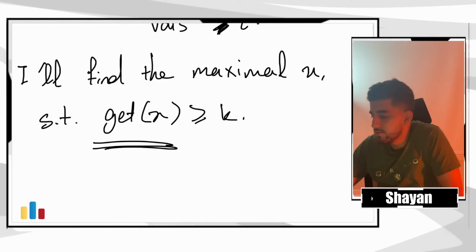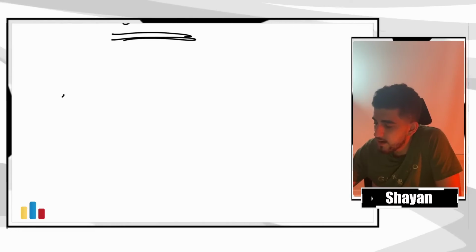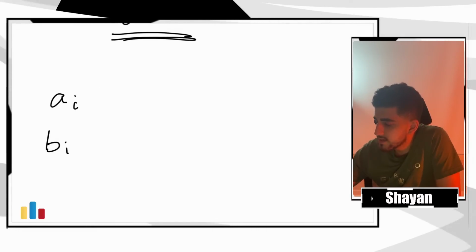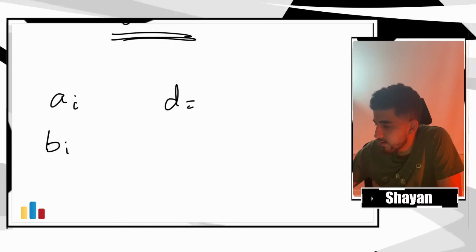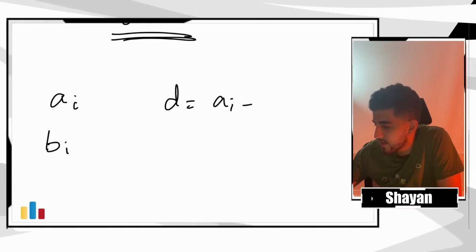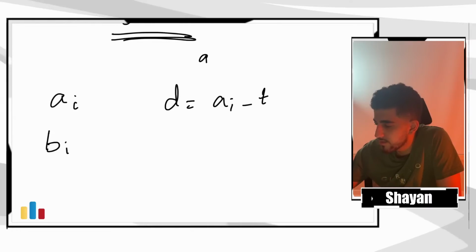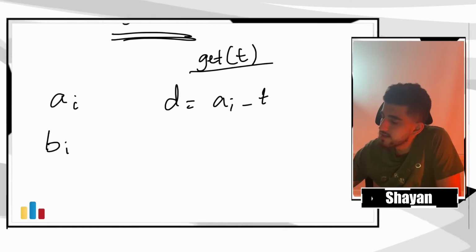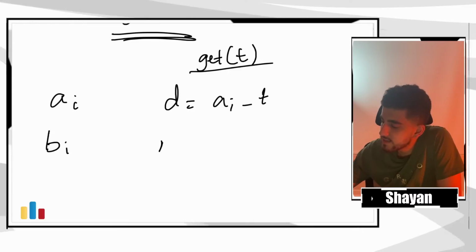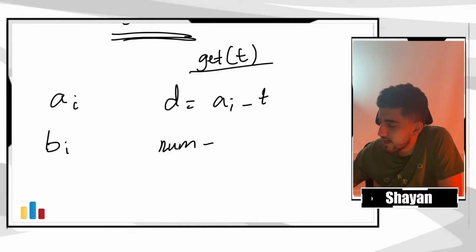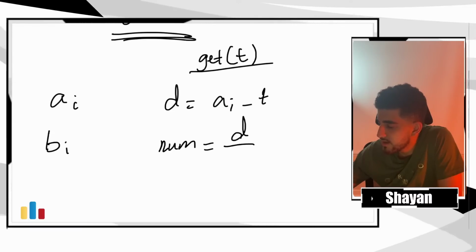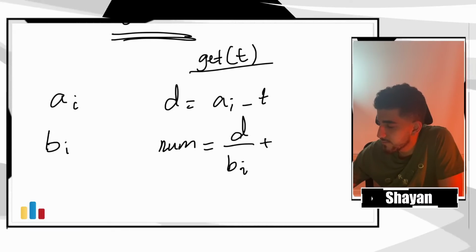I know that, for example, when I consider some ai, I have some ai and some bi. Assume that d is equal to ai minus that value of t. When I'm talking about get of t, I will consider ai minus t, and I say that the number of operations that I can have is equal to d divided by bi plus 1.